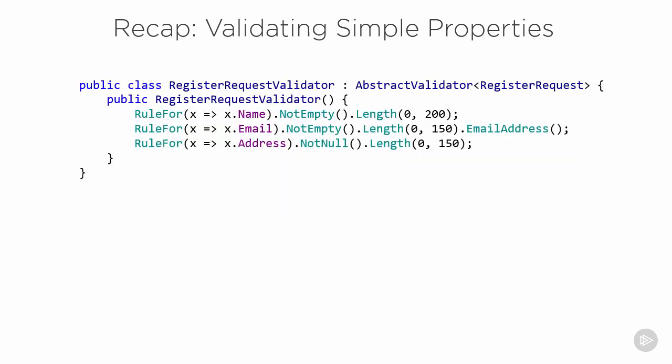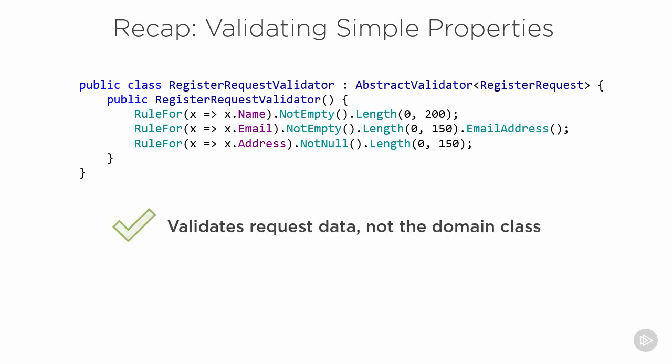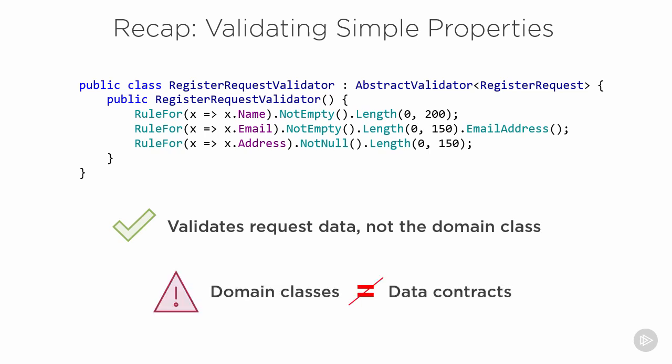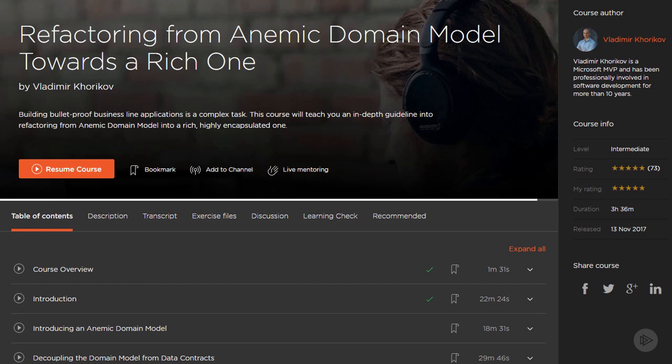Notice a couple of important things in our validator. First, this validator validates the registration request, not the student class itself. You should never use Fluent Validation for checking your domain classes, because that would mean you're using those domain classes in place of data contracts. We will talk about it in part 2 of this course, when we'll be discussing always-valid domain models. You can also refer to my course about anemic domain models to see an example of this anti-pattern.